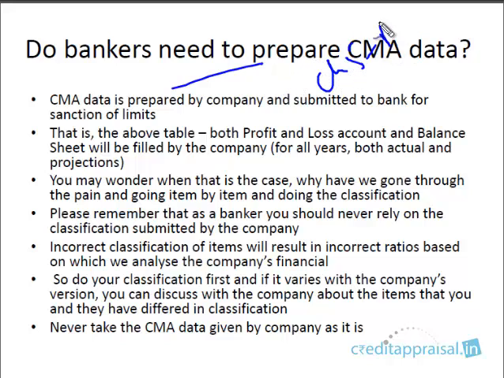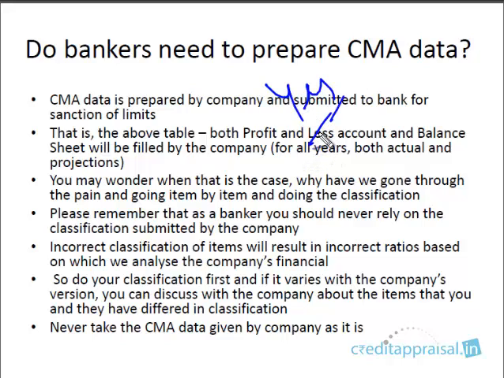In chapter 5 we have entered the P&L account, the CMA data. Chapter 6 we have made the balance sheet. So these entries are already provided by the company. The company will be making the CMA data and submitting to you. So should you as a banker prepare this again, right? Because this is time consuming. You have to do not for 1 year but 3 years. The answer is yes. You have to do it.